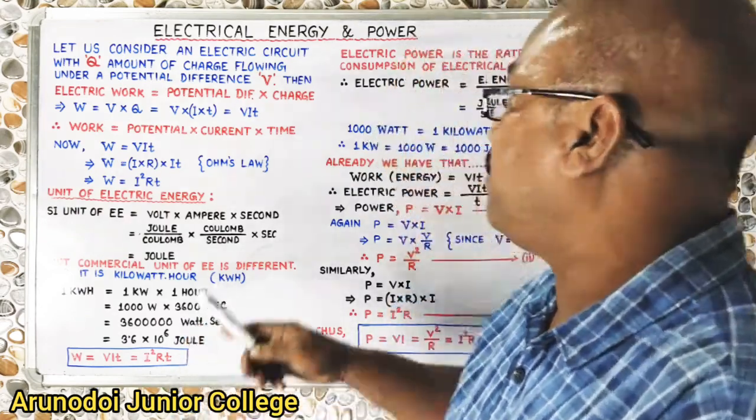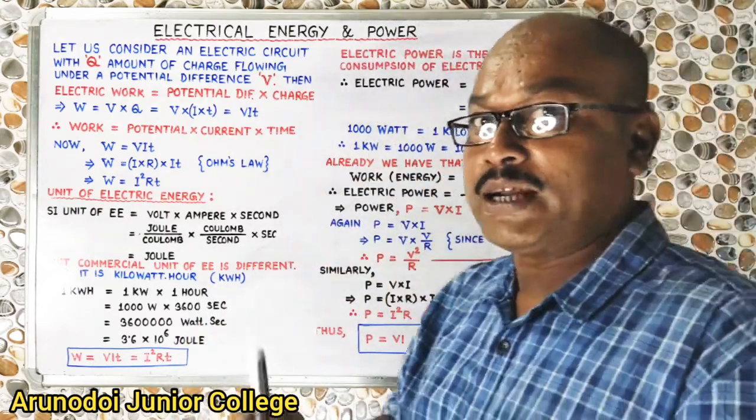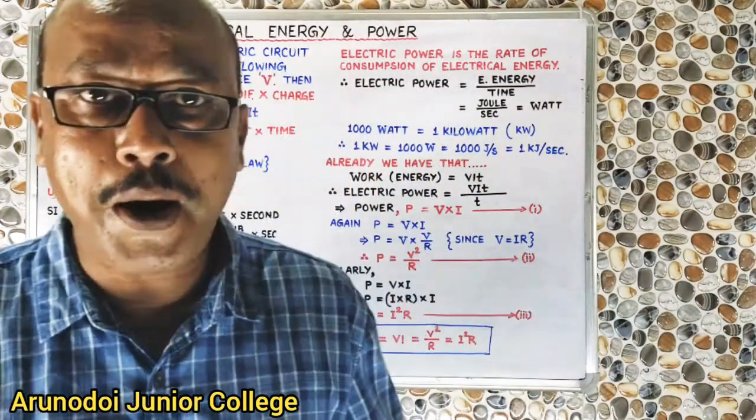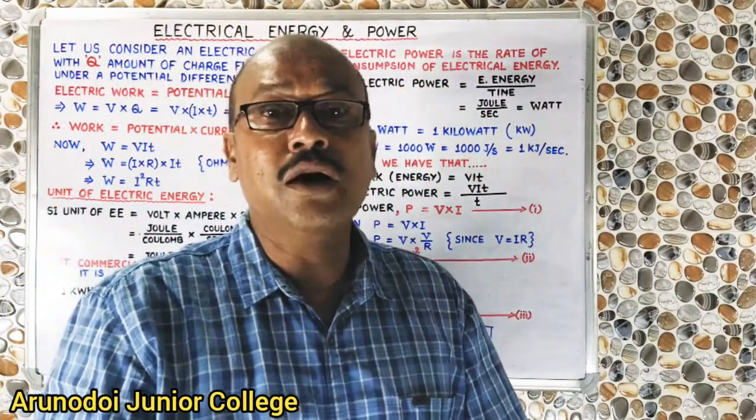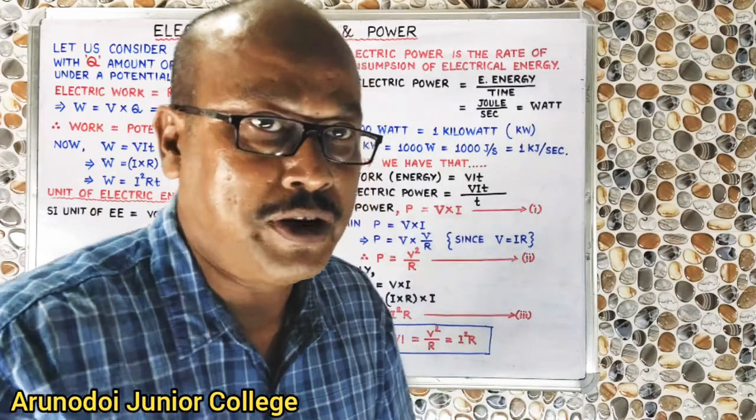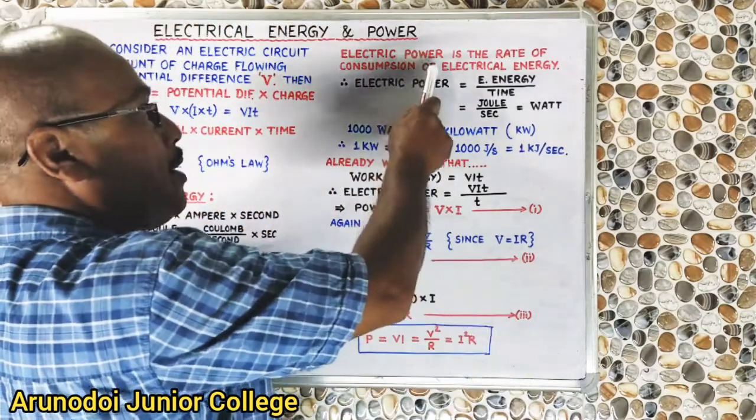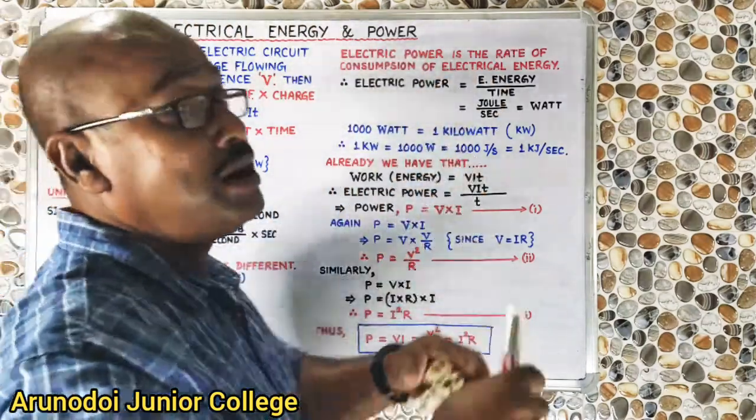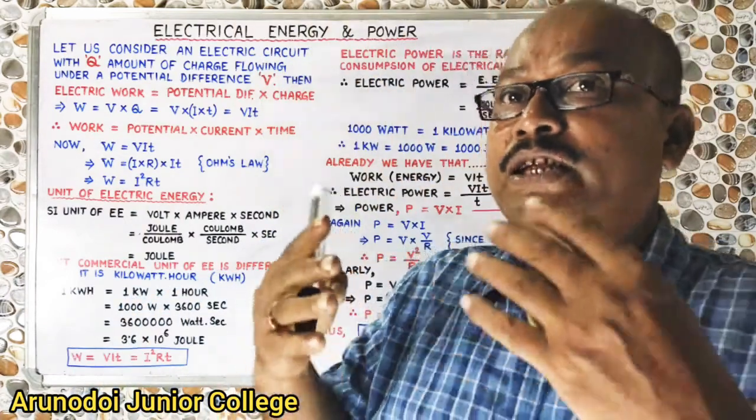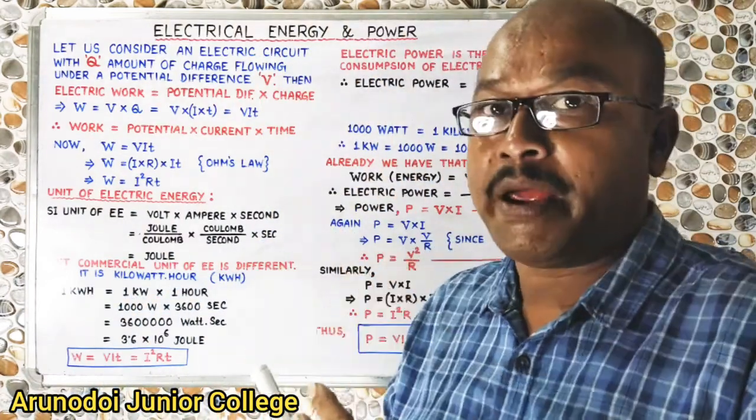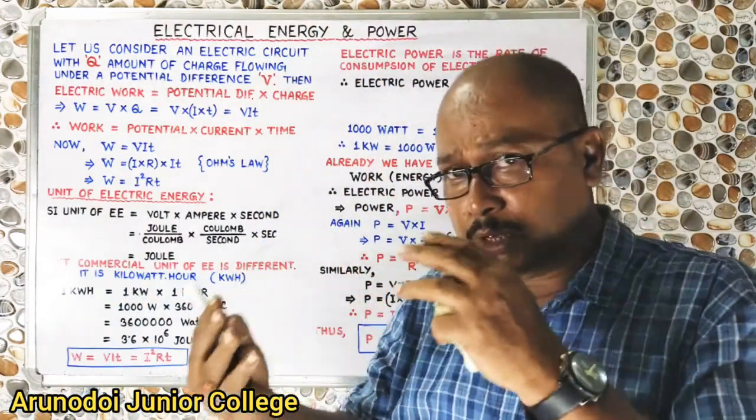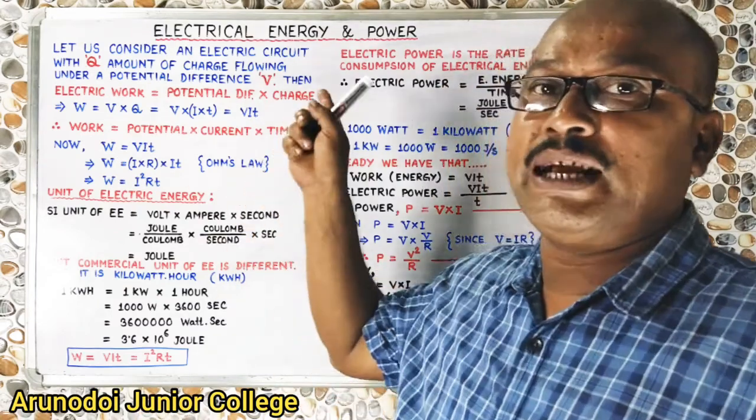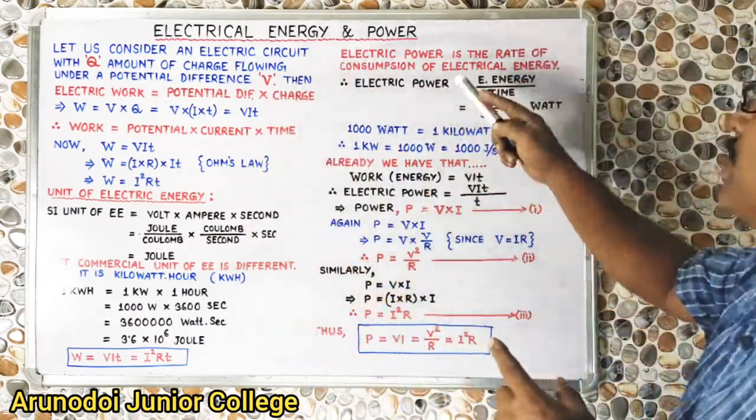After this, let us come back to electrical power. So what is electric power? Power is the rate of doing work or rate of consumption of energy. So electrical power is the rate of consumption of electrical energy. How much electrical energy we are consuming in a given time. If we get the ratio of this, then we will get electrical power.